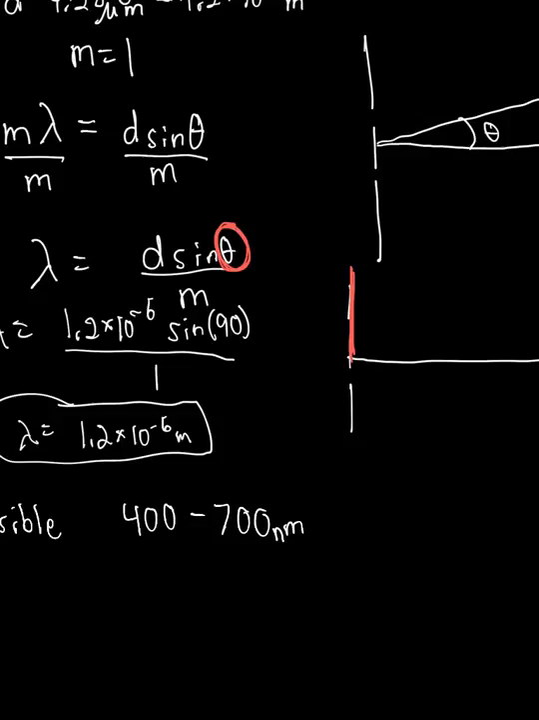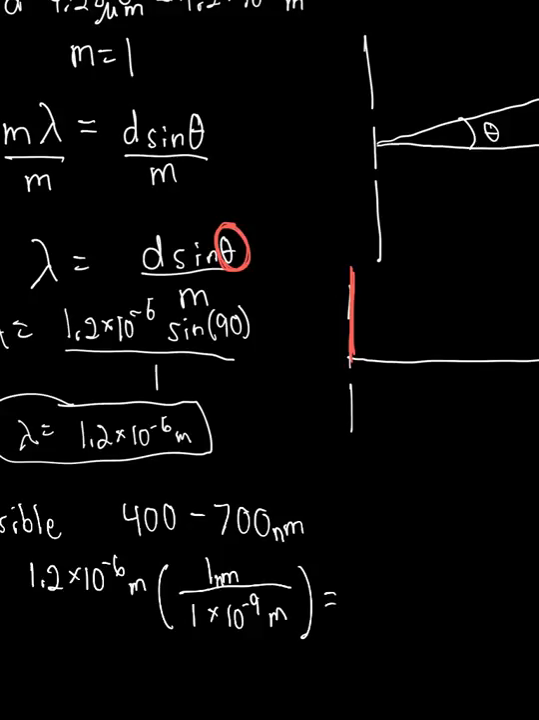Is this in the visible range? 1.2 times 10 to the negative 6 meters. To know if that's between 400 and 700 nanometers, what do I need to do? Convert that into nanometers. How do I get that into nanometers? 1.2 times 10 to the negative 6 meters. 1 times 10 to the negative 9 meters is equal to 1 nanometer. So I do this conversion, and I get about 1,200 nanometers.